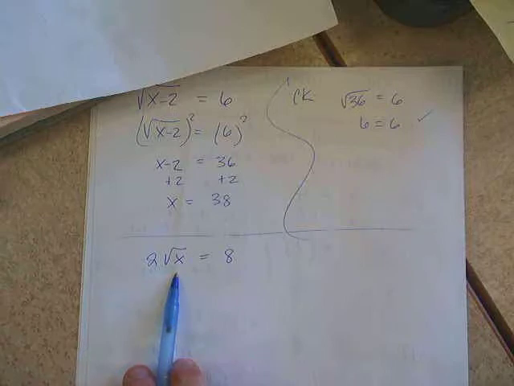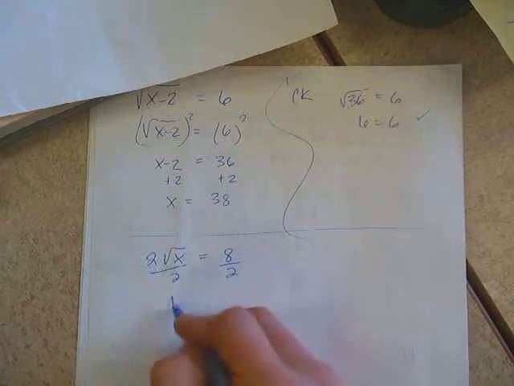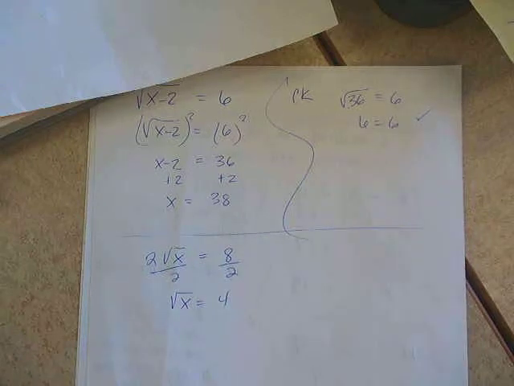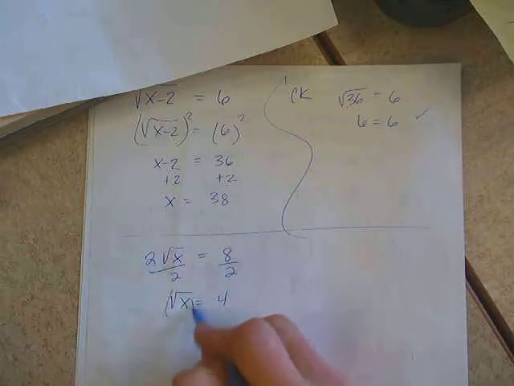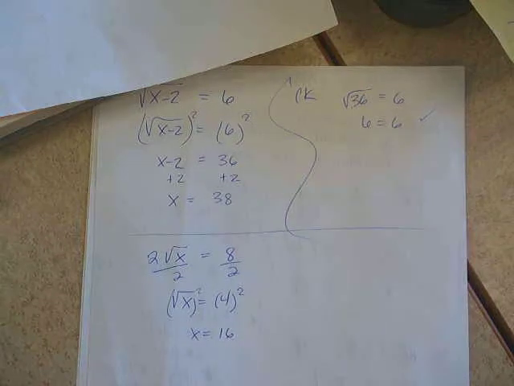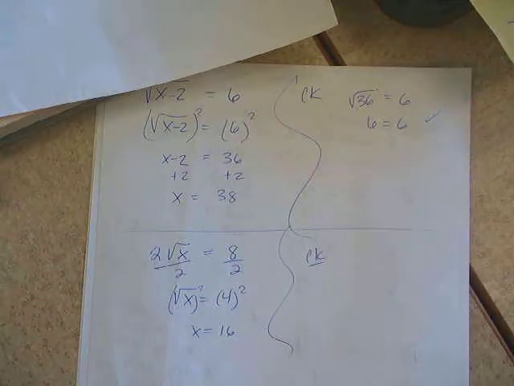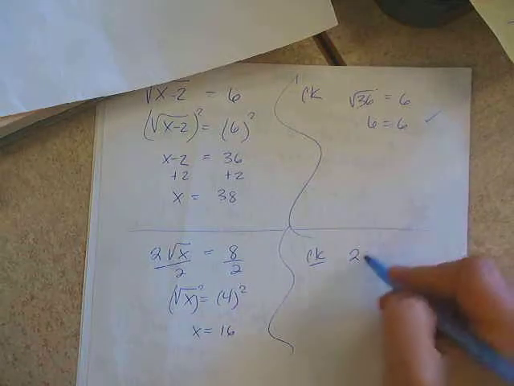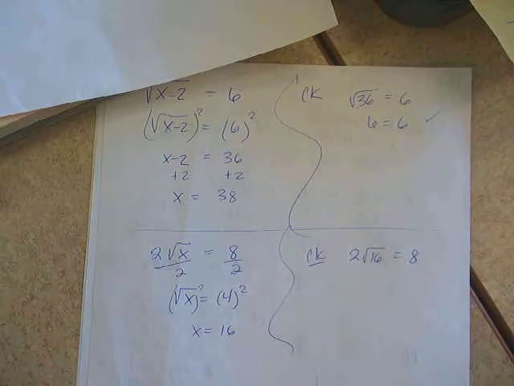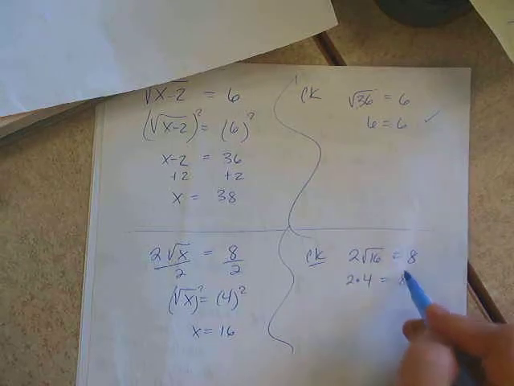Okay, this one is slightly different yet. How would I start out this one? These are combined by multiplication. So you have to undo multiplication, which is division. Okay, so I get radical x equals 4. And as soon as your radical is alone by itself, we square both sides. So x should be 16.